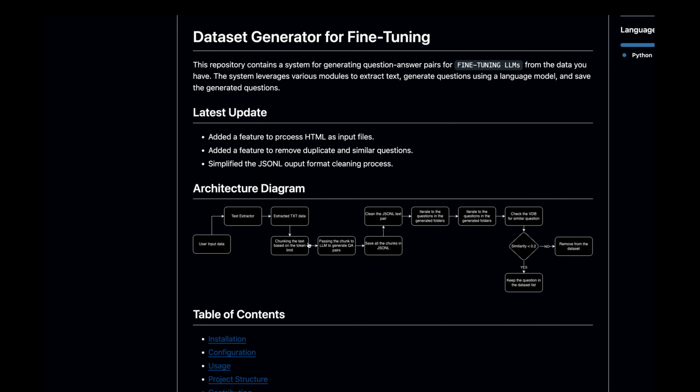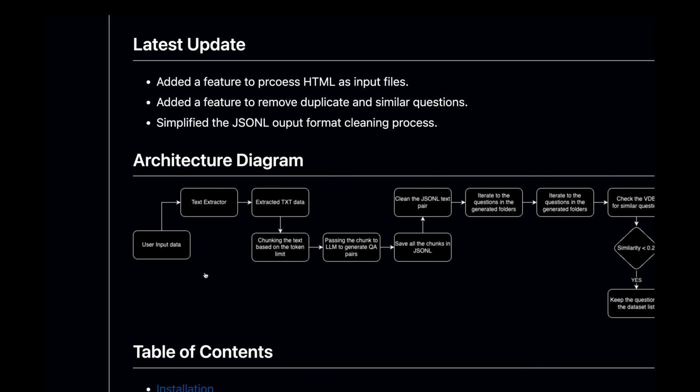Basically, if we see an overview of this: first, the user gives the input data. Input data may be like PDF, PPT, any kind of unstructured data. Then that will first be passed to a text extractor, which will extract everything into a single text format. If you have text documents itself, it is well and good.